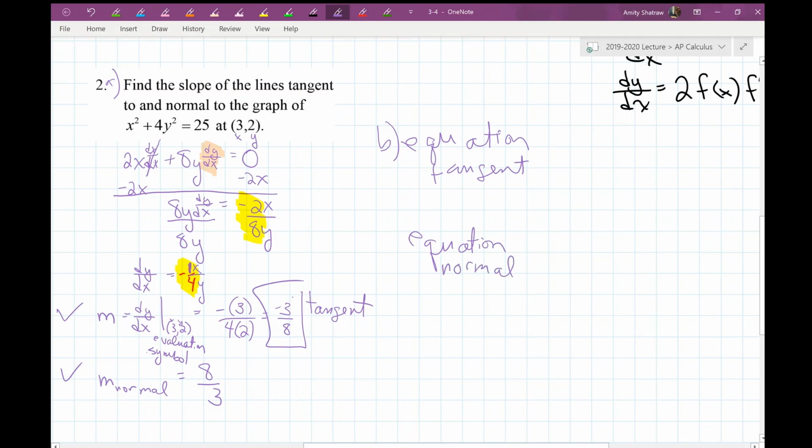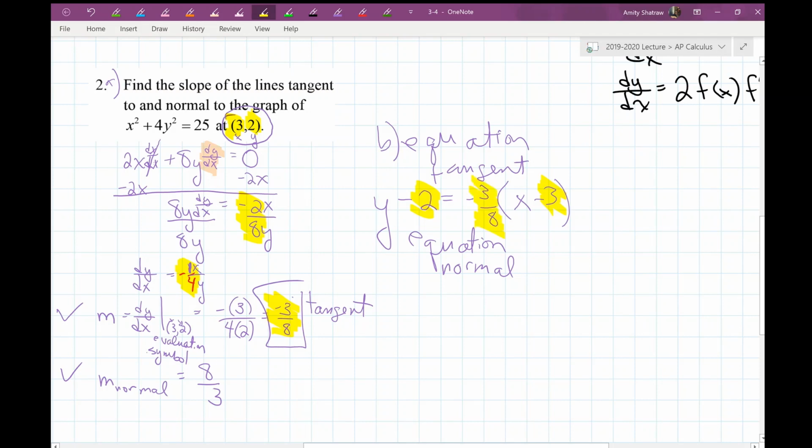I would say then that my equation would be, using this point and the point slope formula, I would have my y minus y sub 1, which was 2, and my tangent slope is negative 3 over 8, and this is x minus 3. And what I'm doing here is I'm using this point in this way. There's my 2, and I'm putting it there. And I got this tangent slope, and I'm putting it right there.